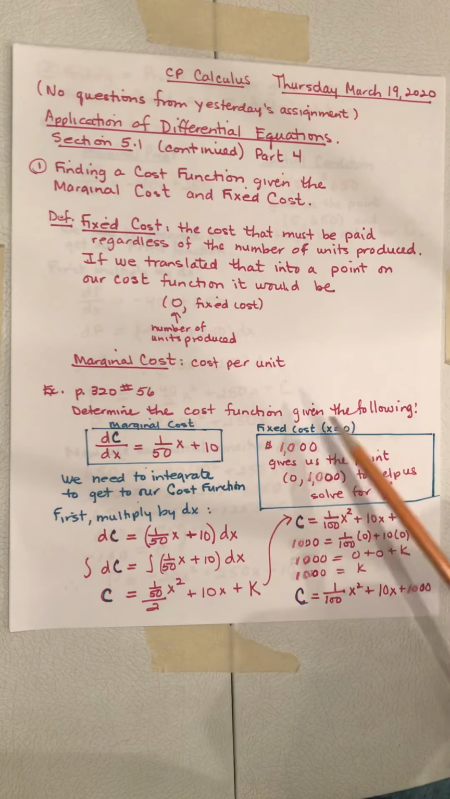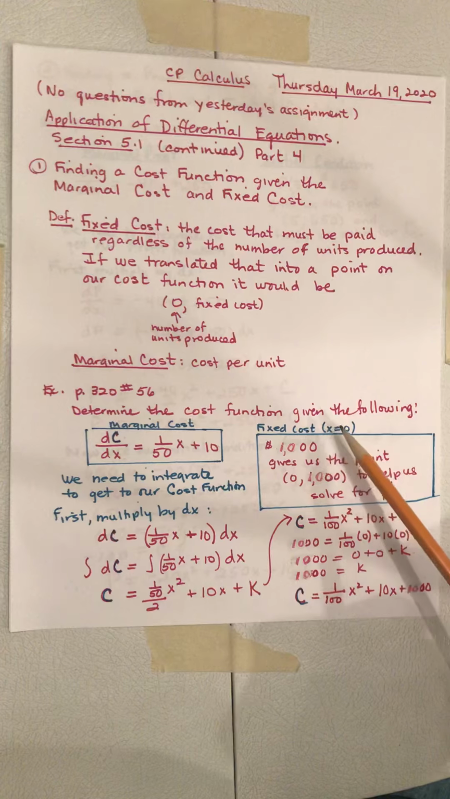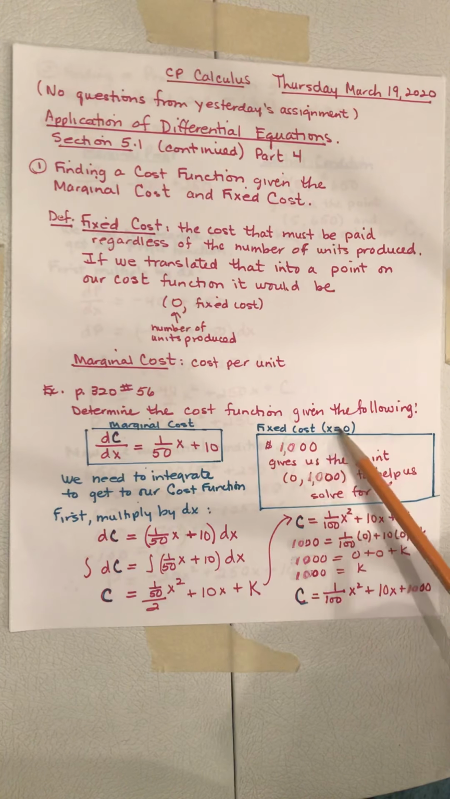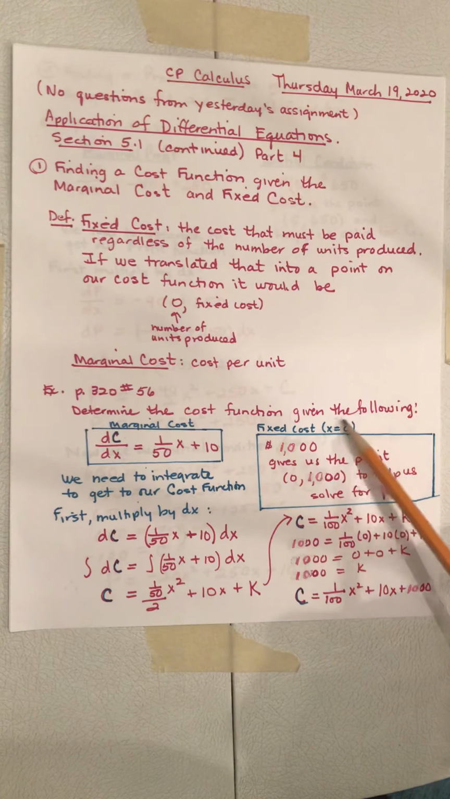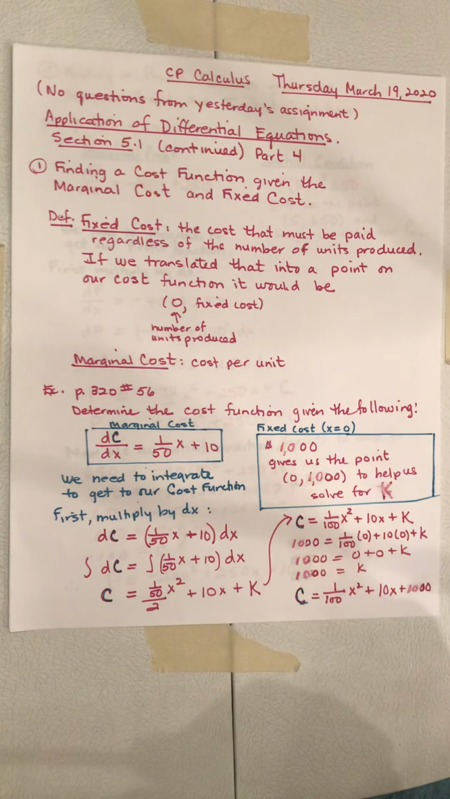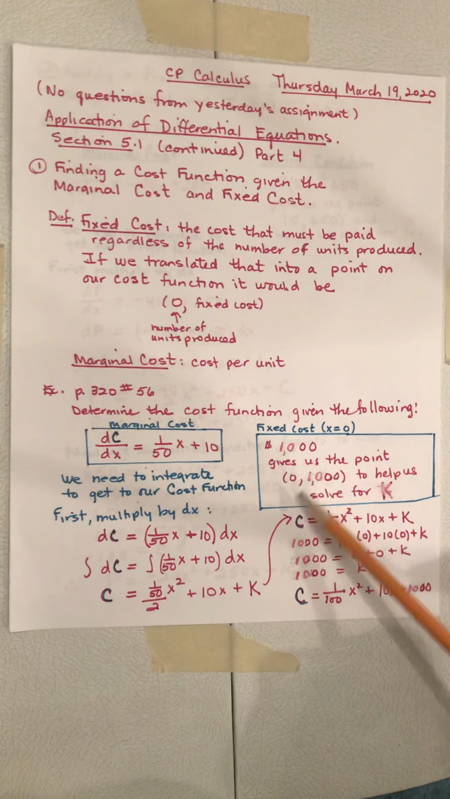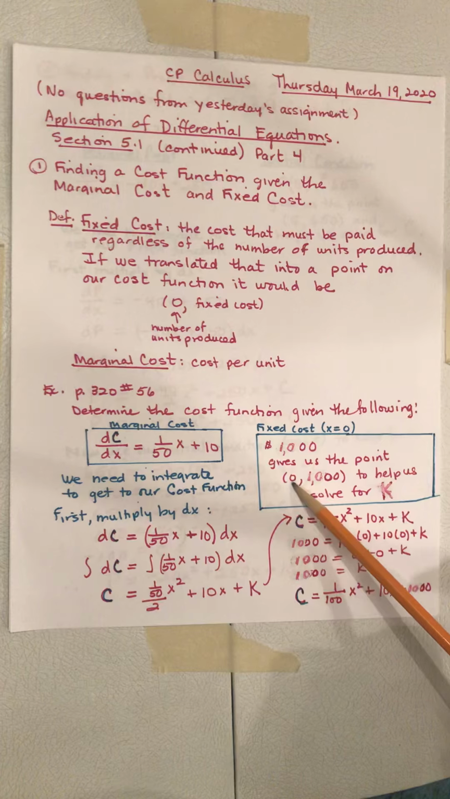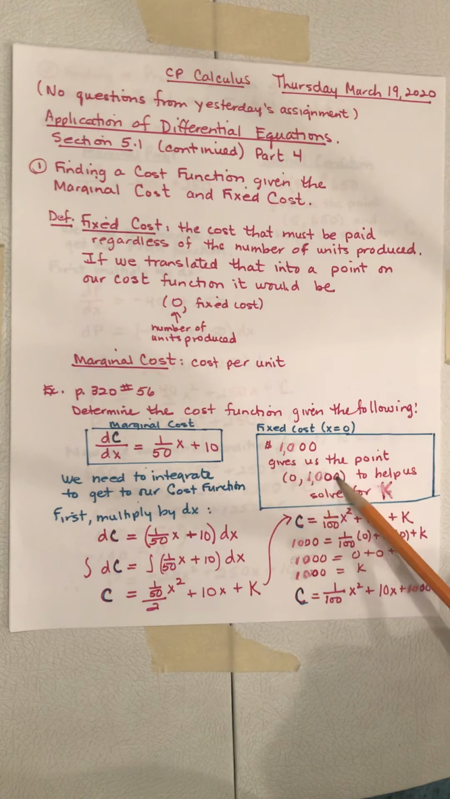What else are they going to give us? The fixed cost. That's the cost that doesn't change, so we assume that's the cost even when we're producing 0 units. So that cost in this problem is $1,000. That's 1,000. And so we can translate that into a point using 0 for the x-coordinate, 0 units, and 1,000 for the fixed cost, the y-coordinate.